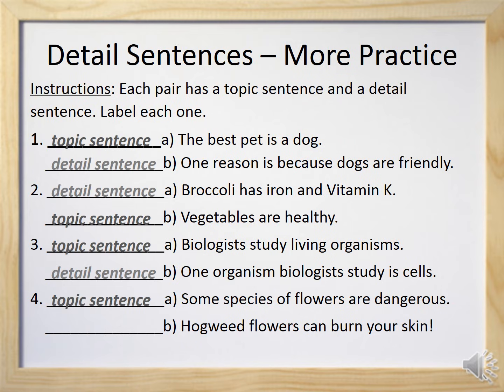Detail sentence B says one organism biologists study is cells. Number 4, A is a topic sentence and B is a detail sentence. How do we know that's correct? Let's look at detail sentence B. Hogweed flowers can burn your skin. This is an example that topic sentence A is true. This is an example that some species of flowers are dangerous.